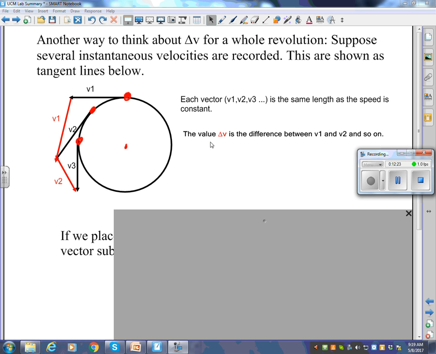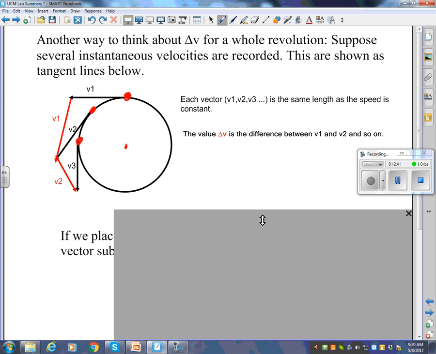Now, this value delta v is the difference between v1 and v2 and so on. So if you think about this vector here, to there, those should actually be the same length. It depends on how well I drew them. But those red ones there are the change in velocities. How much the velocity changes.